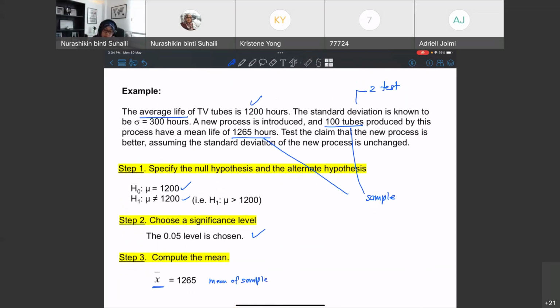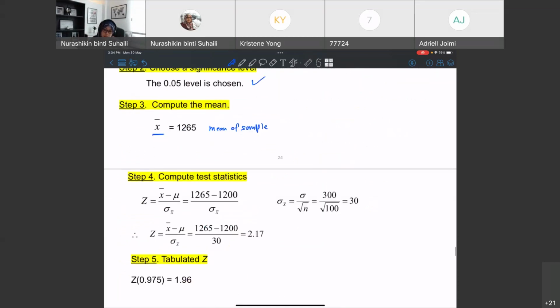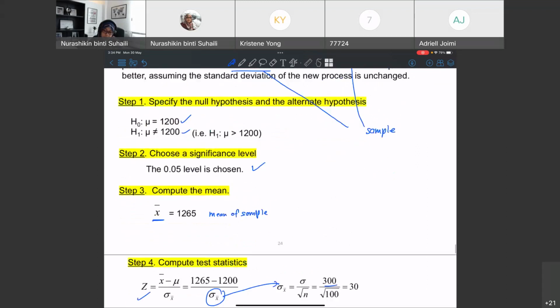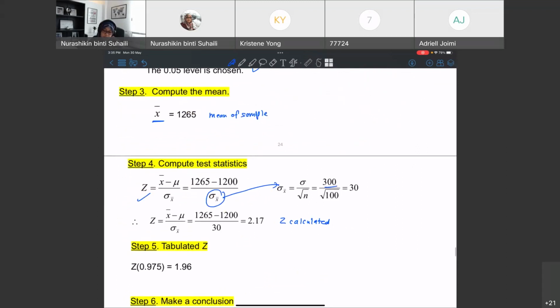You have to compute the statistics. Since the standard deviation is known, you have to use Z. So you have to use the Z formula, and find the Z calculated. First find this one. The 300 is given to you in the question. So just substitute, and you get this value, Z calculated.